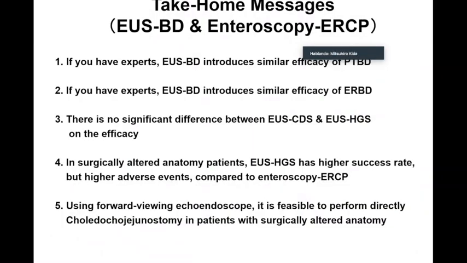So if you have an expert in EUS-BD, it introduces similar efficacy to PTBD, sometimes more than PTBD. There is no significant difference between ECDS and HGS. In surgically altered anatomy patients, HGS has a higher success rate but higher adverse events compared to enteroscopy. Using the forward viewing echo endoscope, it is feasible to perform choledochojejunostomy in patients with surgically altered anatomy.